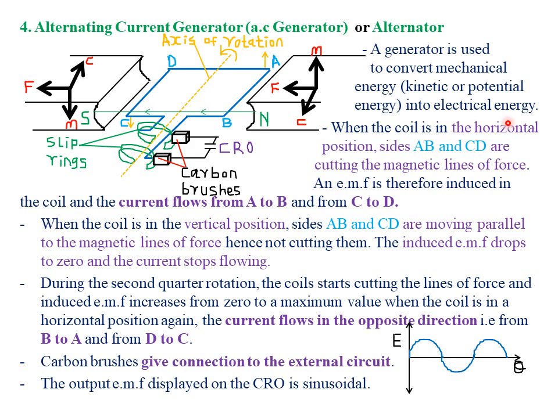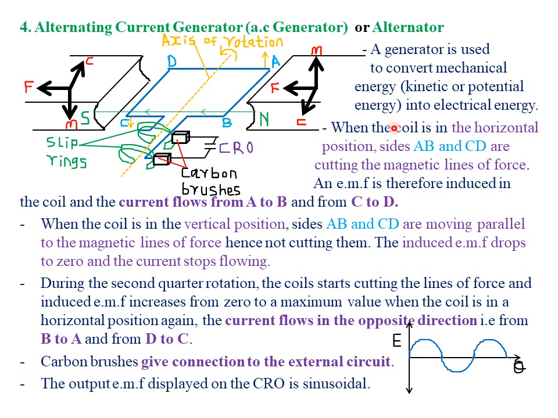So when the coil is in the horizontal position, the sides AB and DC are cutting the magnetic lines of force. You can also see that the lines of force are moving in this direction. So when the coil is in the horizontal position, this coil is meeting these lines of force at an angle of 90. Can you check the angle between the coil and the magnetic field line? The angle is 90 degrees. And we said that whenever a conductor meets the magnetic field lines at an angle of 90 degrees, we are going to have an EMF induced in that conductor.